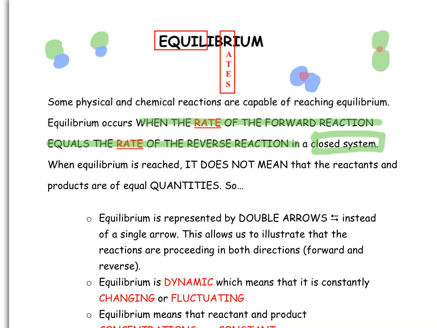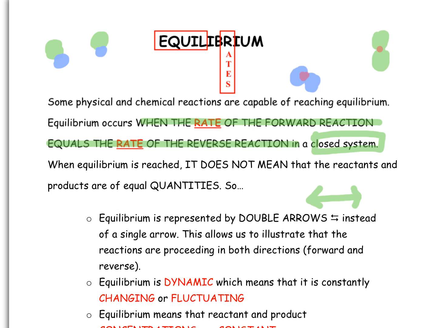When equilibrium is reached, it does not mean that the reactants and the products are of equal quantities. Make sure we get this. They are not of equal quantities. Equilibrium is represented with a double arrow. You may also see it with a double arrow like this. No matter what, we have an arrow pointing forward and an arrow pointing back because the reaction is occurring in both directions, going forward and back.